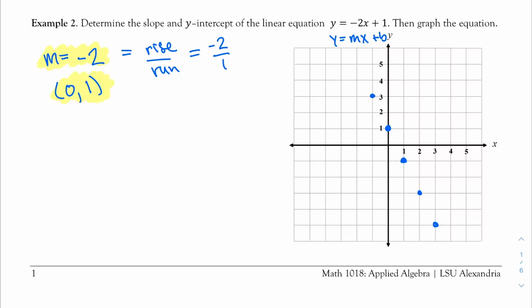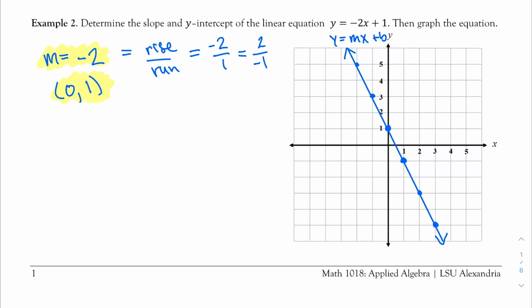The reason that I'm allowed to do this is that negative 2 over 1 is the same as 2 over negative 1. This is still the exact same value. But when I write it in this way, it tells me I'm allowed to go 2 up and left 1 time, repeatedly over and over again. So now if I connect my dots, I should end up with a line that looks roughly like what I have here.